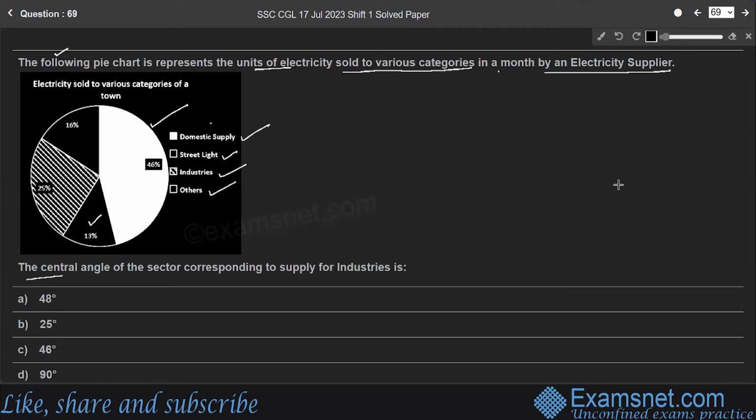Here the question is the central angle of the sector corresponding to supply for industries. So supply for industries is 25% of electricity, right? Here, for industries, how much is the electricity supply? 25%, right? 25% of total electricity is for industries.